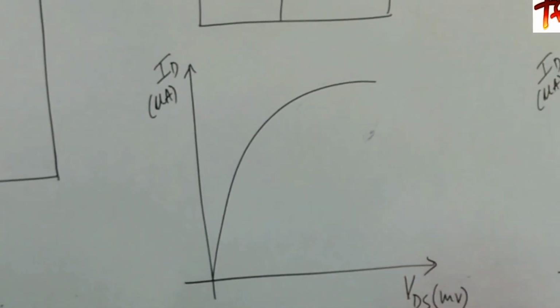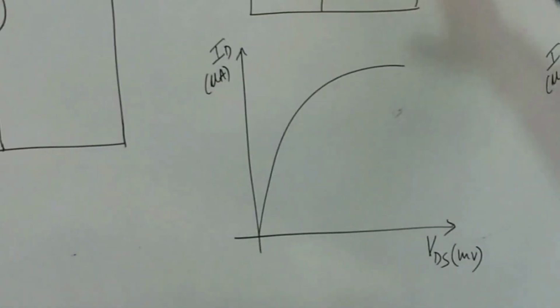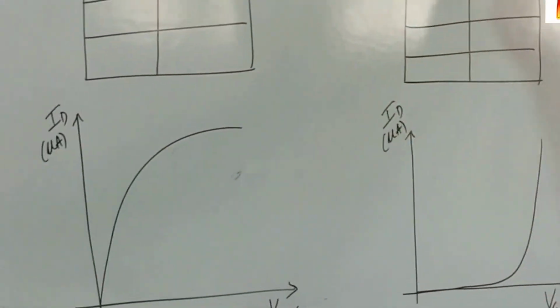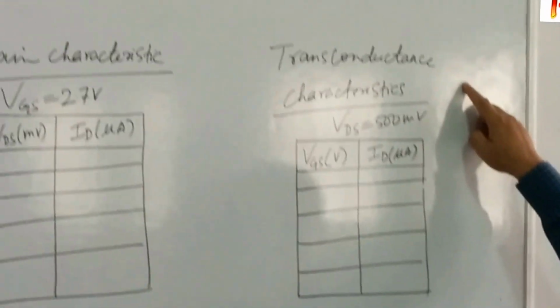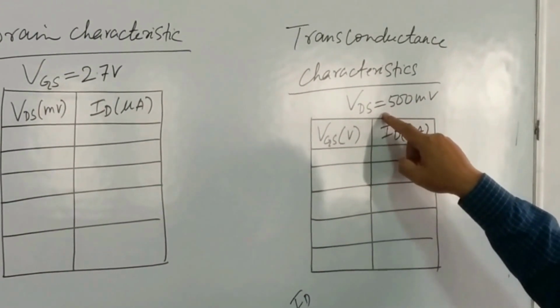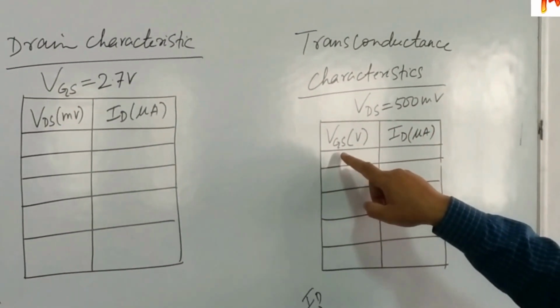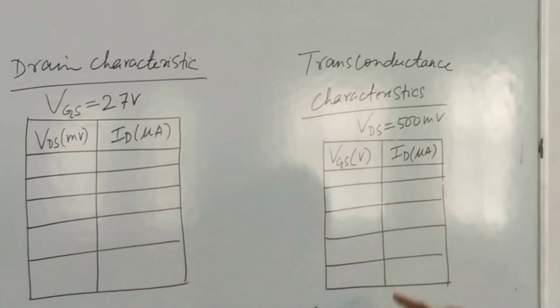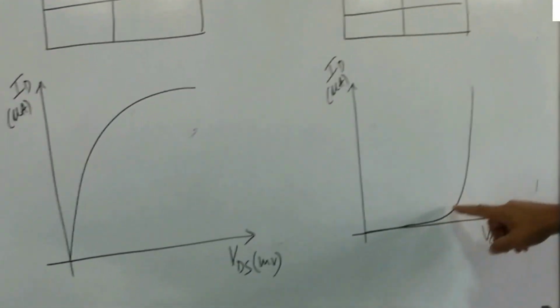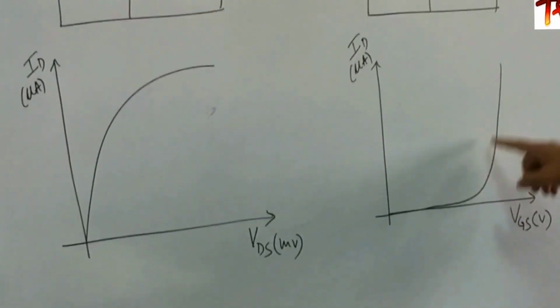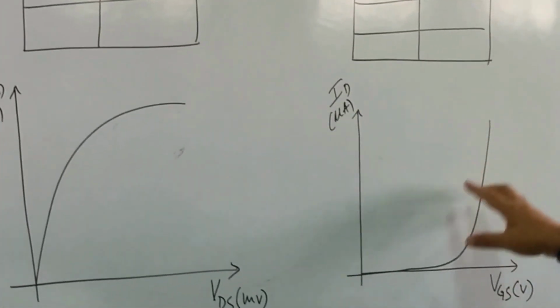ID versus VDS. And then after the drain characteristic, we have to come to the transconductance characteristic. In this, the drain voltage has to be kept constant, and we have to vary the gate voltage versus ID. And after getting it, the graph will be plotted. The graph will be of this manner.